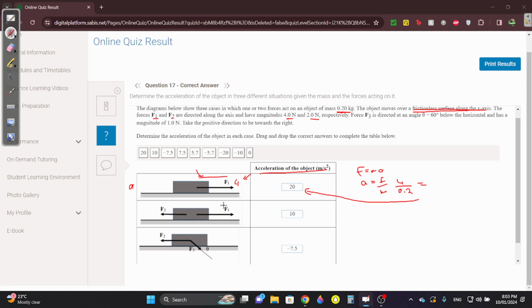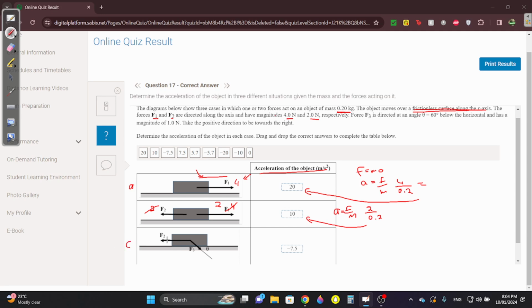Here it's the same thing: F1 is 4 newtons, F2 is 2 newtons. You can't solve using two forces, so you have to find the net force. So if you do 4 minus 2, you get 2 newtons to the right. Again, acceleration equals F over m. The force is 2, the mass is 0.2, you get 10.